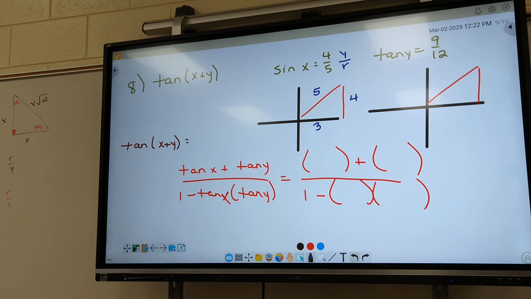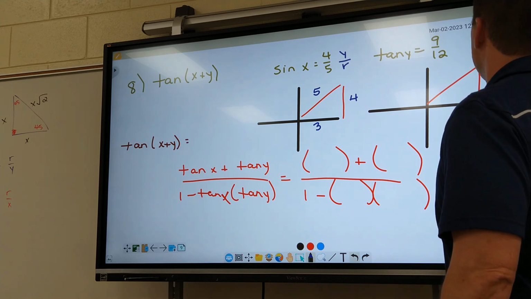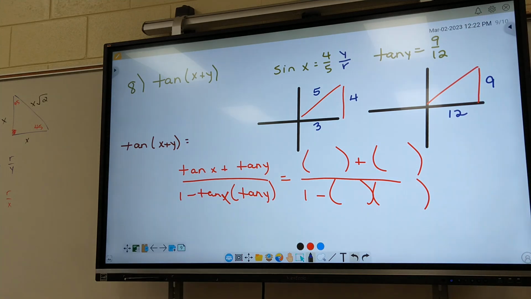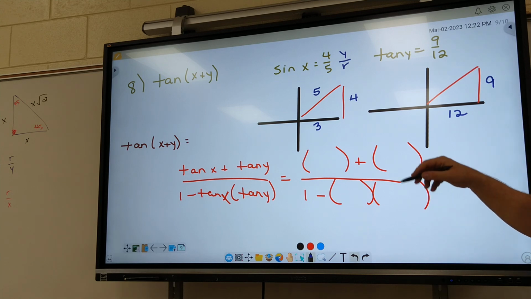All right, other triangle. Tangent is y over x, correct? So I put my 9 here, my 12 here. All right, now look at this one. Don't mess up. Normally we subtract because side C is normally one of our sides. We've got A and B this time. So you do 12 squared plus 9 squared. 15 is the answer.